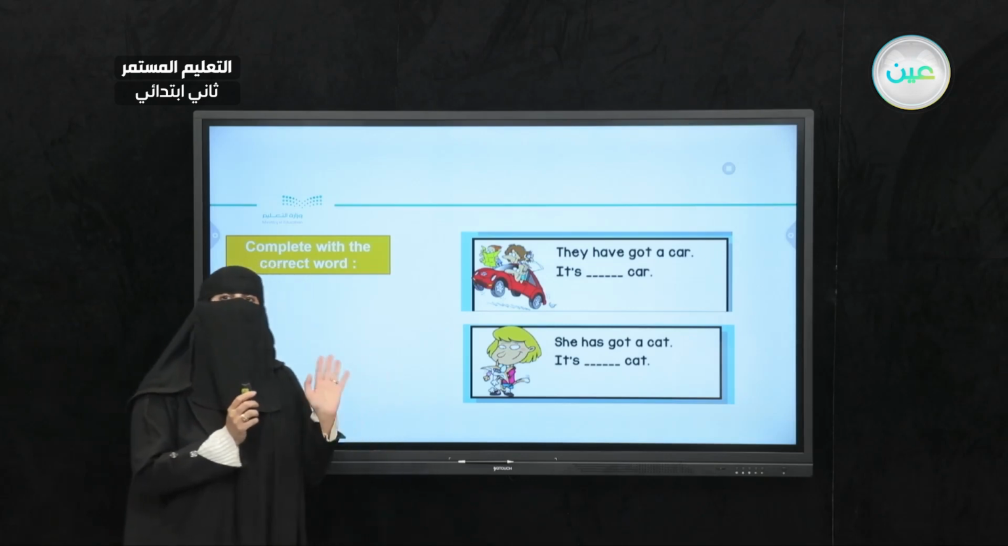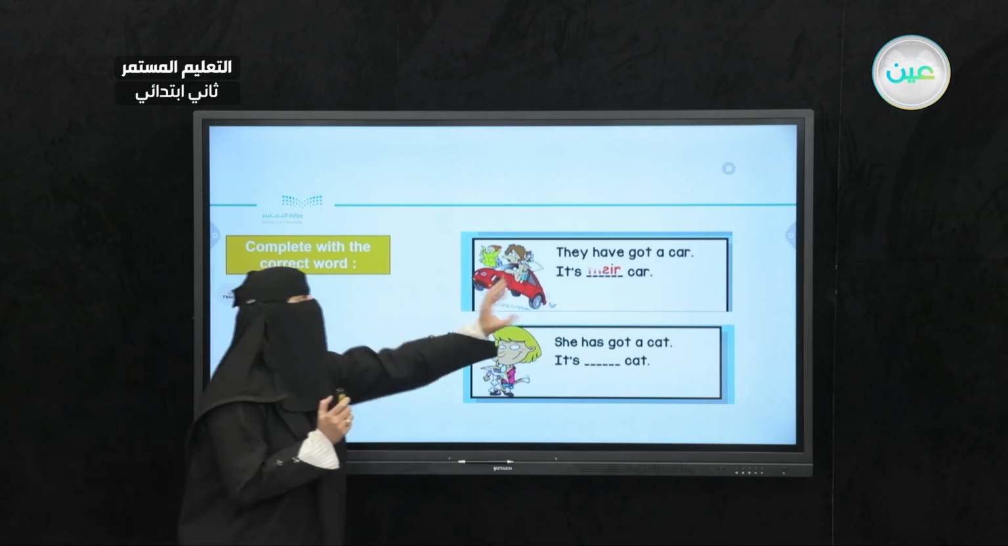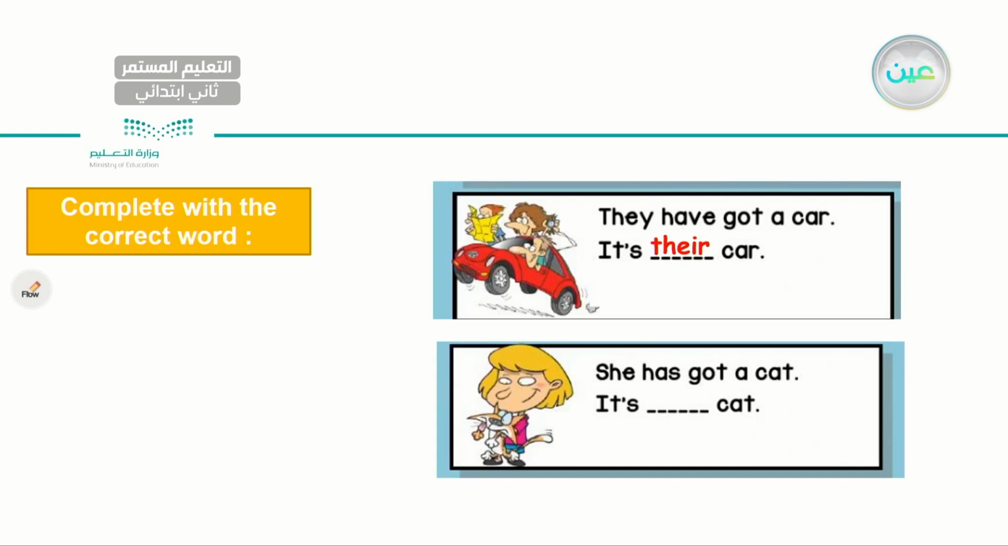They have got a car. The car belongs to them. So it is their car. Very good. It is their car. Let's read one more time. They have got a car. It is their car. Now let's read the second one.